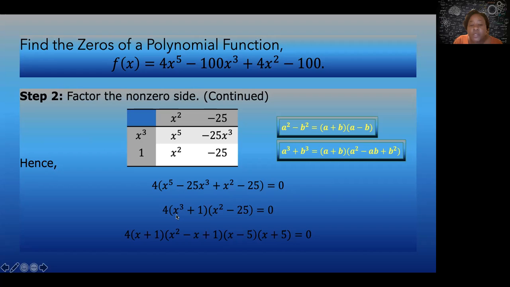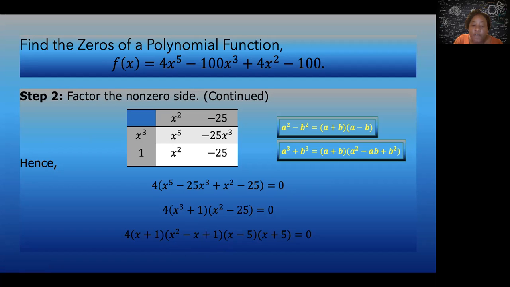Now for this cubic, we see x cubed plus 1. We have the property a cubed plus b cubed equals the quantity a plus b times the quantity a squared minus ab plus b squared. That implies that we can rewrite this x cubed plus 1 as x plus 1 times the quantity x squared minus x plus 1. But notice that this x squared minus x plus 1 is a prime quadratic factor. So later on, you will see that I will have to use the quadratic formula.